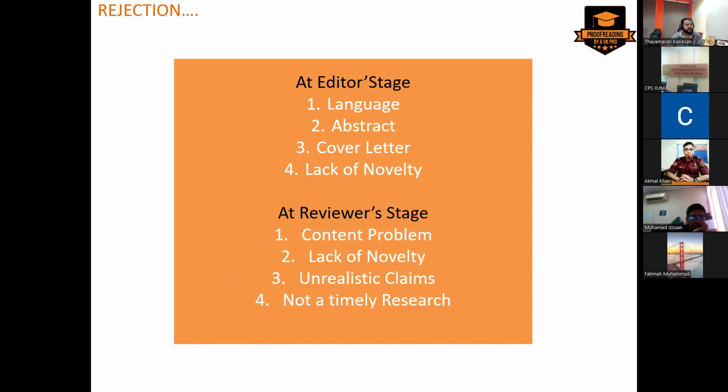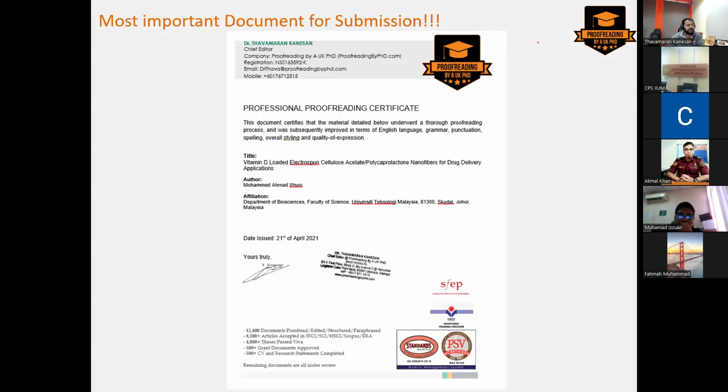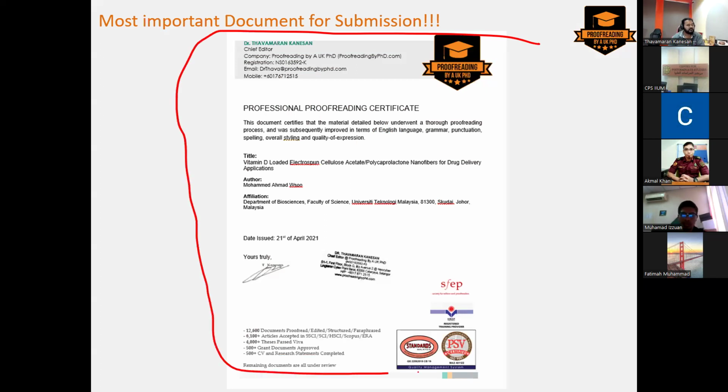Your content is not precise. Your novelty is not really there. Very, very unrealistic claims that sound impressive, but nothing is there. And all your references can be too old. Some can be old, but not all. Okay? These are the main reasons. And when you submit to a journal, always submit with a certificate of proofreading. Okay, make sure you do that. And if you use AI to write, make sure you declare.